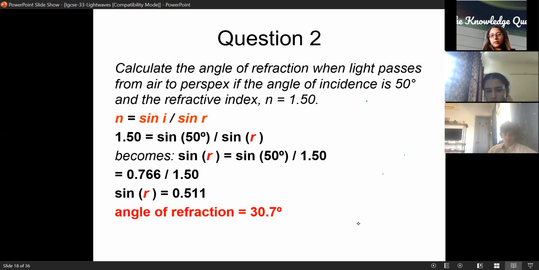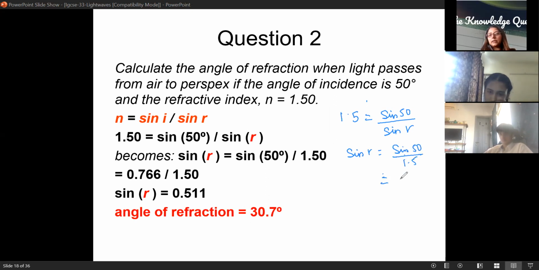Okay. See, 0.51 is what you said, right? So n is 1.5. Sine I is sine of 50 degrees upon sine R. And we have to find out what is R, right? So first we will find sine R, which is sine 50 upon 1.5. Sine 50 is 0.766 divided by 1.5. You must have got the answer 0.511 from the calculator, right?